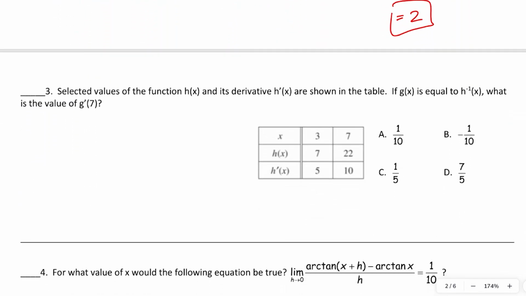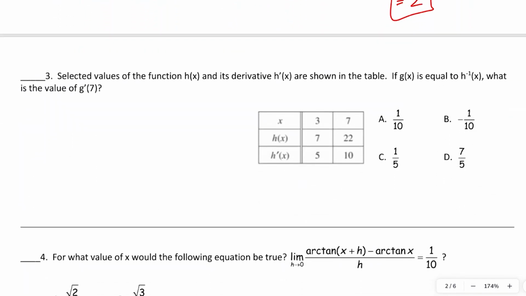Number 3, selected values of the function and its derivative are shown. If g is the inverse, and on the AP test, they'll actually be more specific about this just to make sure that you understand that this is not being raised to the negative first power. Okay, this is the inverse of h. What is the value of the derivative of that inverse?